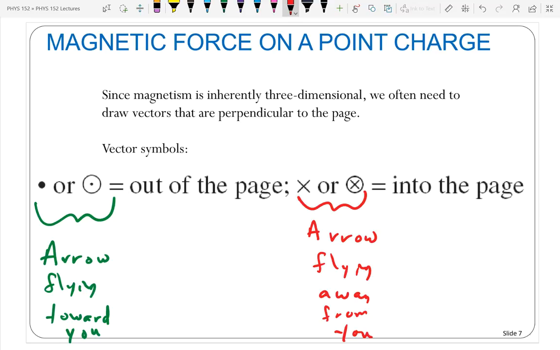Now, of course, I think it's usually 3 rather than 4 on the arrow, but the fletchings, those little feathers to keep it flying straight, that's what the X is supposed to represent. So when you see those, they mean direction, and you need to be able to comfortably relate the direction to those symbols.